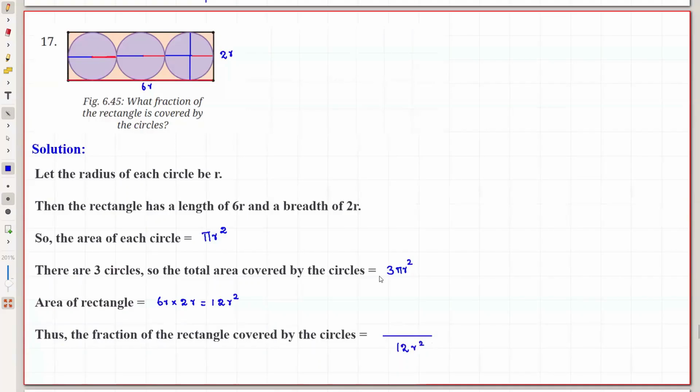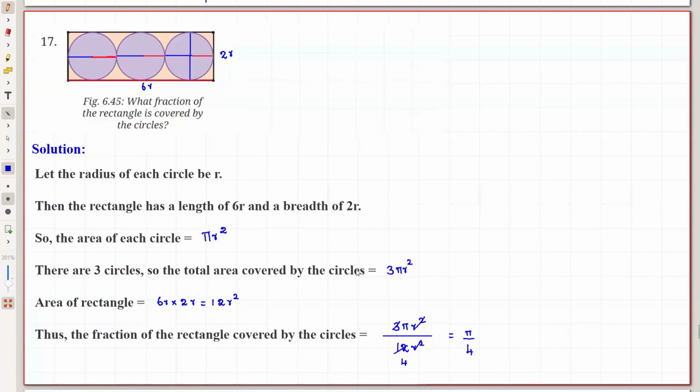And the area of 3 circles is 3 pi r square. For finding the fraction of the rectangle covered, we divide the area of 3 circles by the area of the rectangle. So you can just simplify it. r square cancels. 1 3s are 3, 4 3s are 12. Now the balance we are getting is pi by 4. So the fraction of the rectangle covered by the circles is pi by 4.